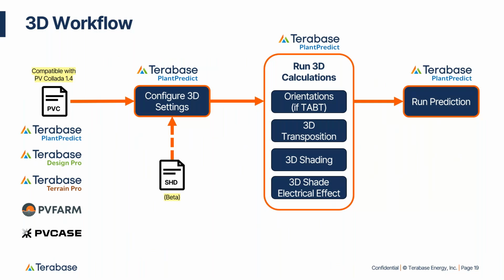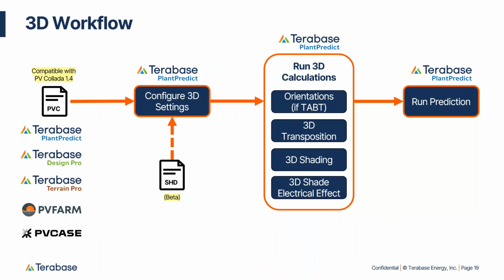You'll need to first define your 3D geometry within a PVC file, and there are several Terra-based applications, including PlantPredict, Map Builder, Design Pro, Terrain Pro, as well as third-party applications such as PV Farm, PV Case, which you can export PVC files. PlantPredict is compatible with PV Colada version 1.4 file format, and we're currently reviewing the latest version 2 format from the PV Colada working group.